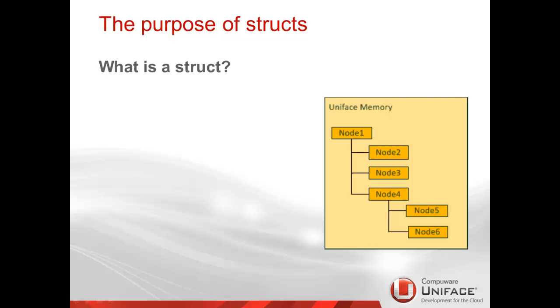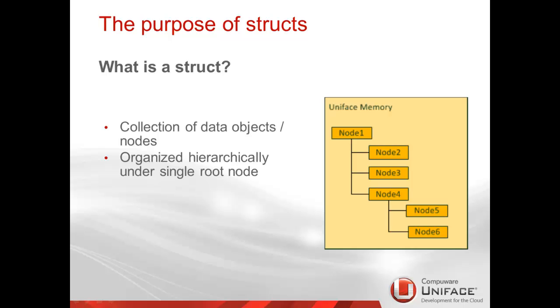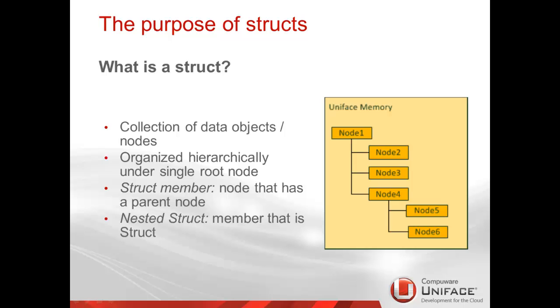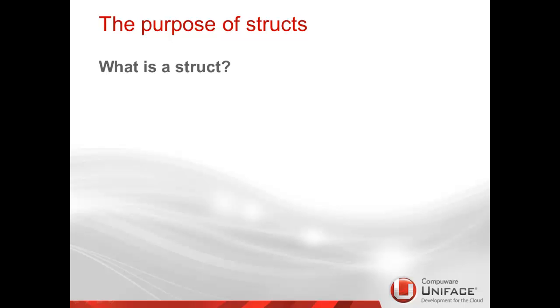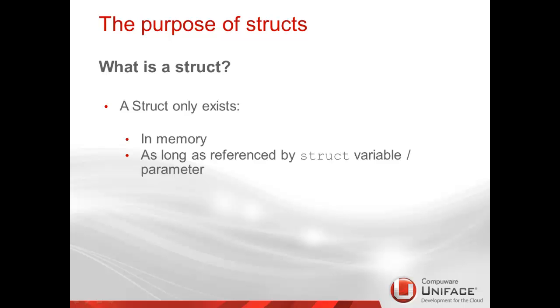Here we can see a graphical representation of what a struct looks like. It is a collection of data objects or nodes that are hierarchically organized under a single root node. A node that has a parent node is a struct member. A member can be a struct itself, in which case it is called a nested struct. A struct exists only in memory, and it exists only as long as there is a struct variable or parameter that refers to it or one of its members.